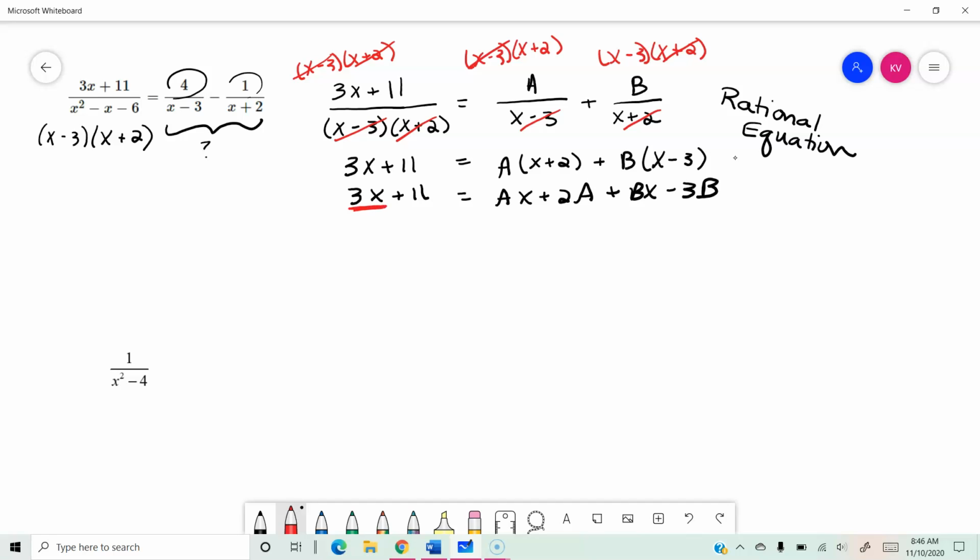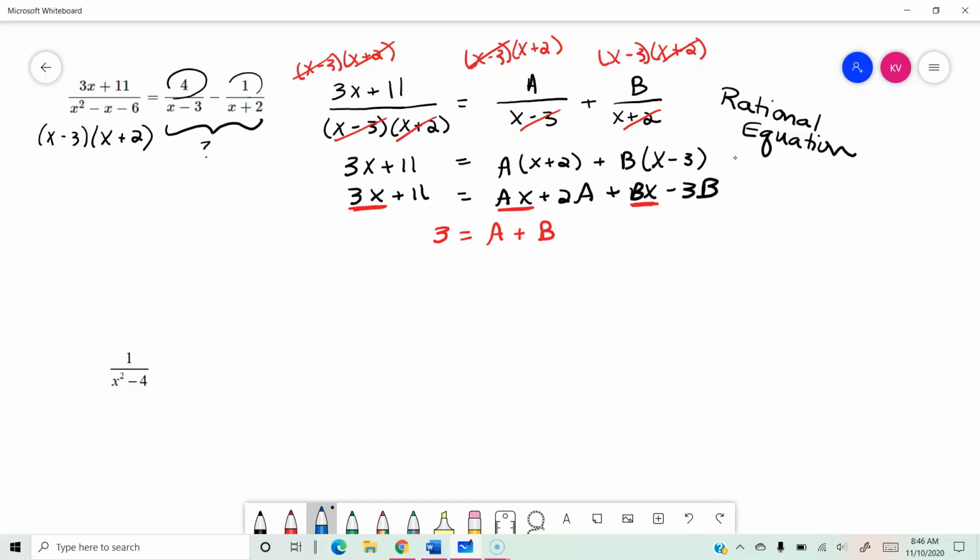On the left side we have a 3x, and on the right side we have an Ax and a Bx, and since all of those have an x, we are going to consider those like terms. Then we can just drop the x out and set up this equation: 3 equals A plus B.